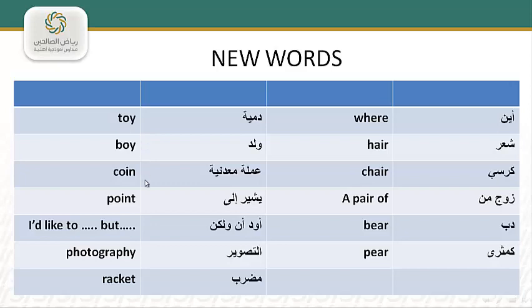boy, coin, point. Okay. Here the letters OY and OI have the same sound OY. OY يعني حروف هنا ال OI وال OY لها نفس الصوت، هو يتنطق الاثنين OY like toy, boy, coin, point. Okay.